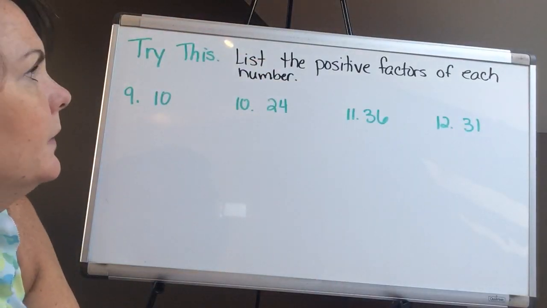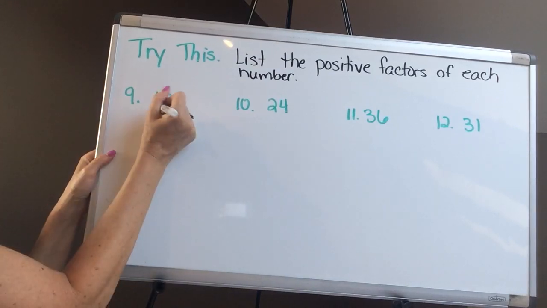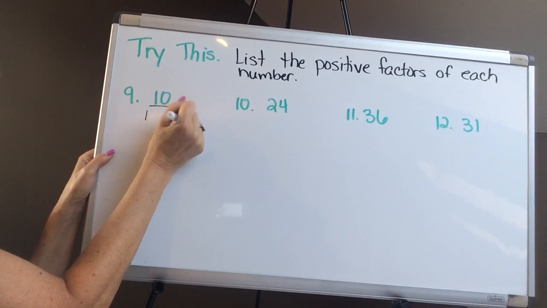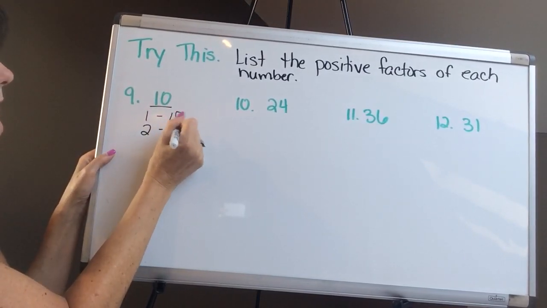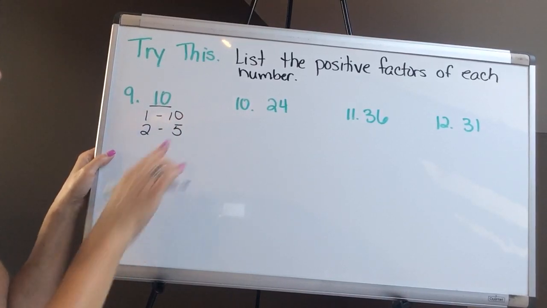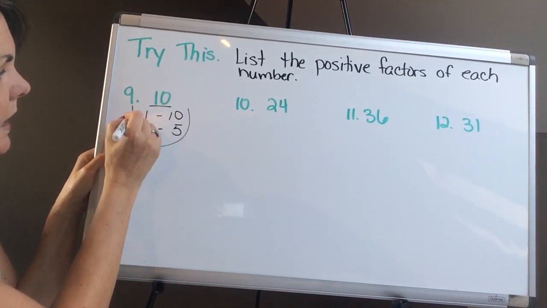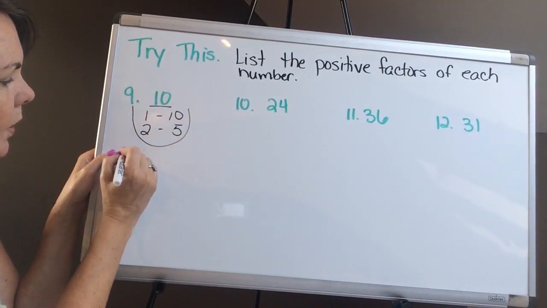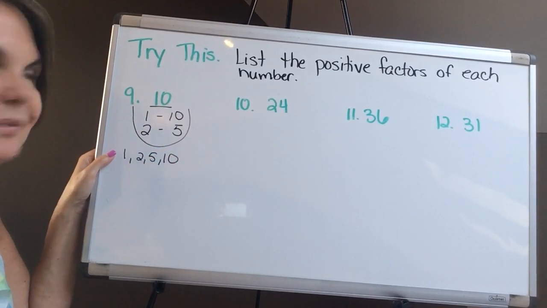So list all the positive factors of each number. Okay, underline it. 10, well, 1 times 10 is 10. 2 times 5 is 10. 3, no. 4, no. 5 is already there. You're done. So your factors are, go in order from the top of your U and read going down. 1, 2, 5, and 10.